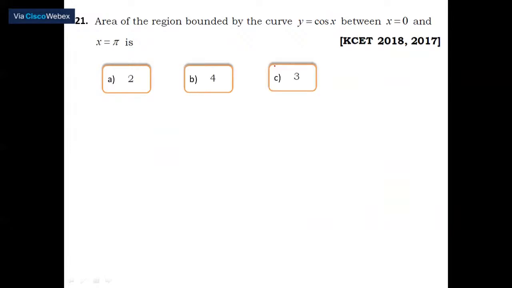Okay, area of the region bounded by the curve y is equal to cos x between x is equal to 0 and x is equal to pi. The options are 2, 4, 3, and 1. This question was asked in 2018 and also in the 2017 paper. At least for this, I am expecting an answer from your side within a minute.